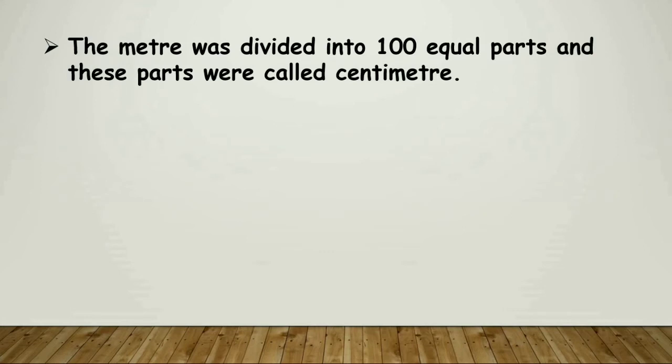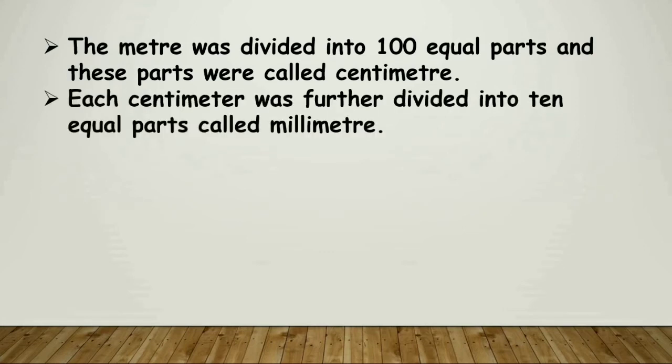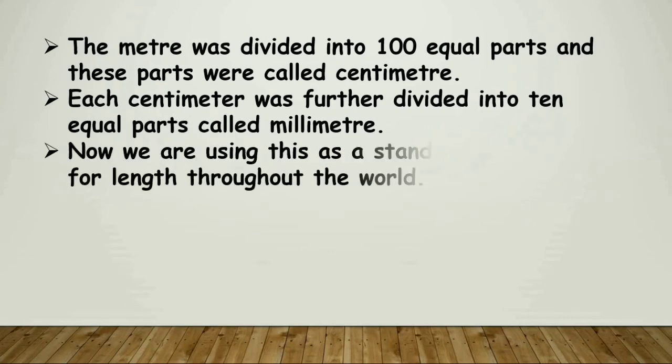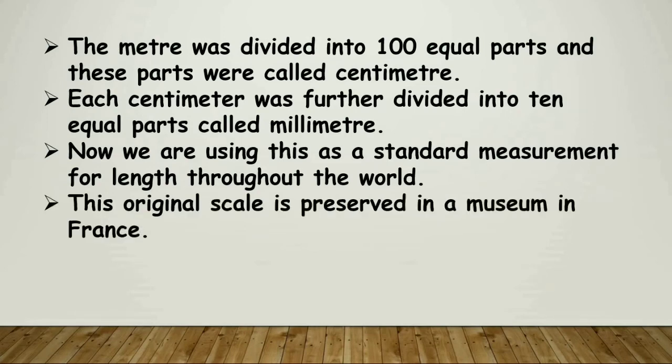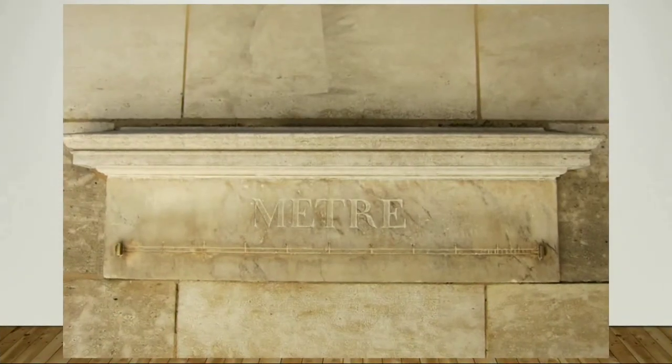The meter was divided into 100 equal parts, and these parts are called centimeters. And each centimeter was again further divided into 10 equal parts and called a millimeter. These centimeters and millimeters you can find in your own ruler scales. Now we are using this as a standard measurement for length throughout the world. This original scale was preserved in a museum in France, and you can see the picture. So this is the original meter scale, prepared in France.